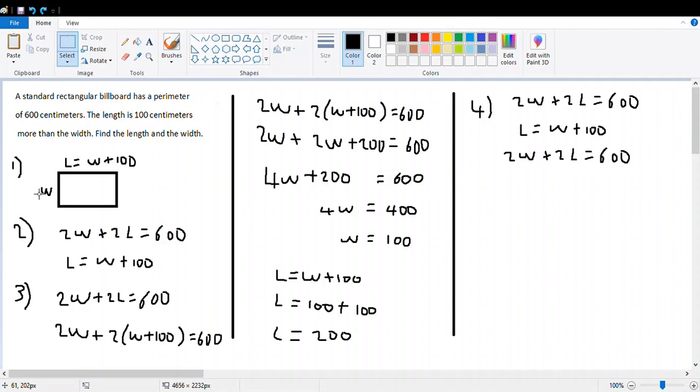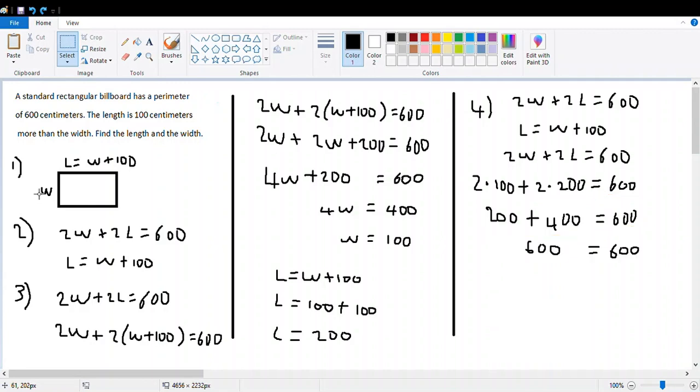Let's replace our possible solution, and let's start with the first equation. The first equation is 2W plus 2L is equal to 600, and now let's replace. Then 2 times W, but W is 100, then 2 times 100 plus 2 times 200 because L is 200. Of course, this is equal to 600. Okay, let's continue with the process. Then 2 times 100 is 200 plus 2 times 200 is 400. Of course, it must be equal to 600. 200 plus 400 is 600, and 600 is equal to 600. Then for now everything looks good.